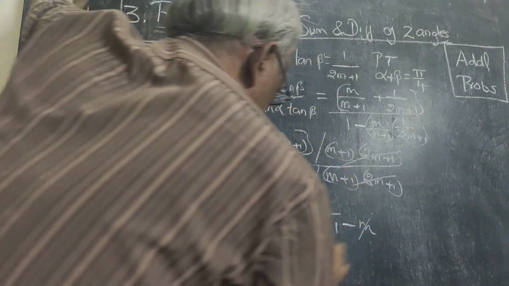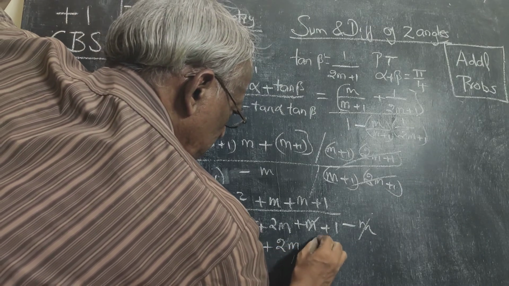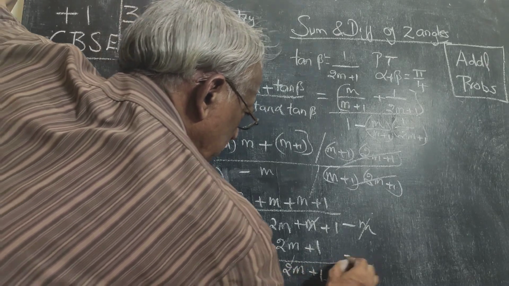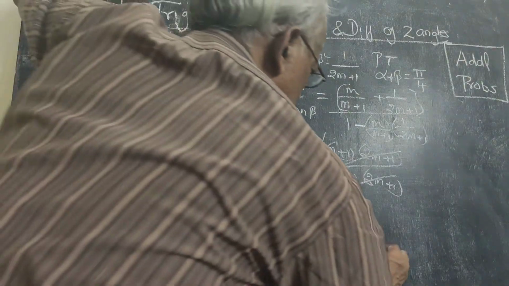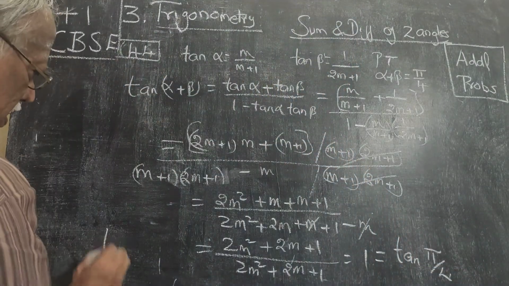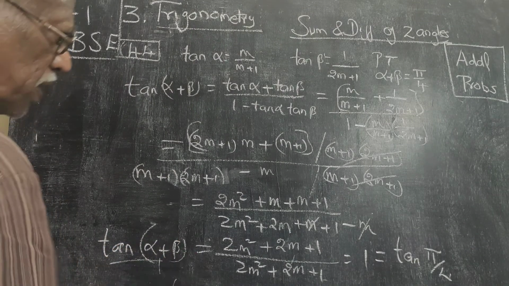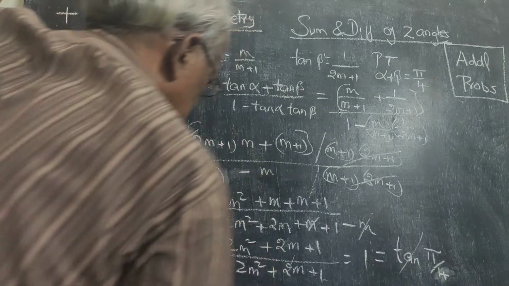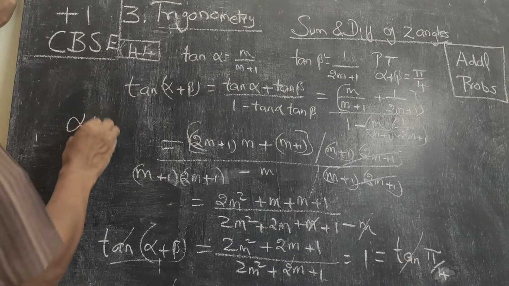The result is what we have: 2m square plus 2m plus 1. Denominator also the same thing, 2m square plus 2m plus 1. Therefore the answer is 1. Tan of alpha plus beta equal to 1. So that means 1 in terms of tan, we can say this is tan pi by 4. So both sides we have tan of something. Tan alpha plus beta is equal to tan pi by 4. So we can cancel the tan on both sides. So we get alpha plus beta equal to pi by 4. So the answer we arrived at.